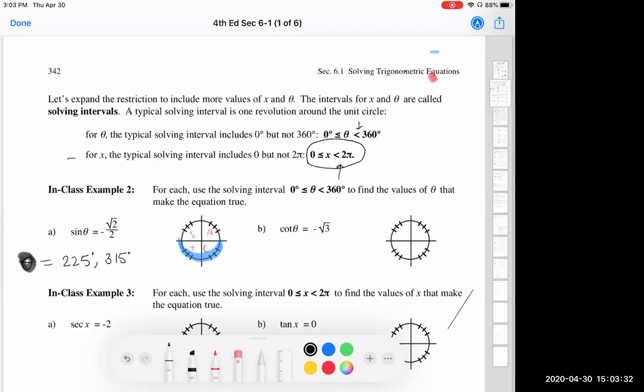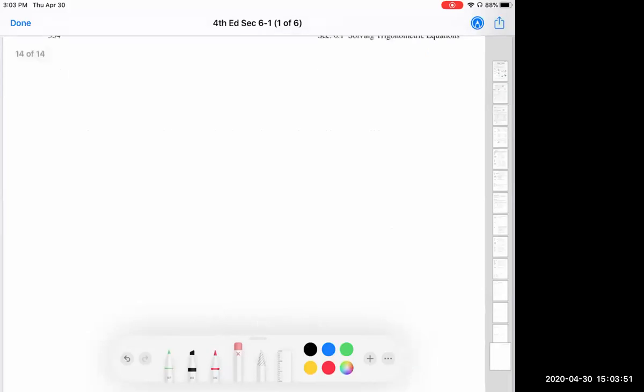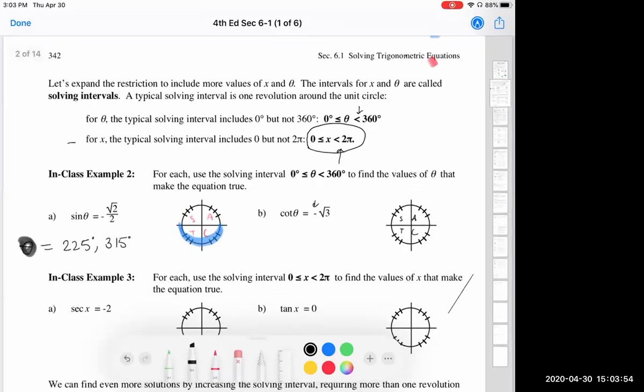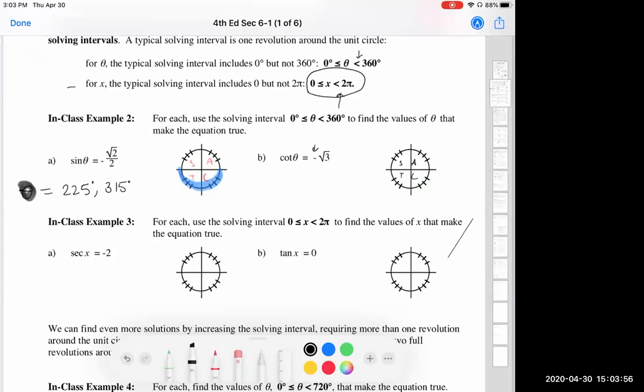Cotangent. For cotangent, we want to find negative radical 3. Again, think all students take calculus. We want a negative. When is it ever negative? Well, it's positive in the first and third. So the ones we want to work with are the second and fourth. So let's highlight those. Second and fourth. All right, cotangent is radical 3 at 30 degrees.